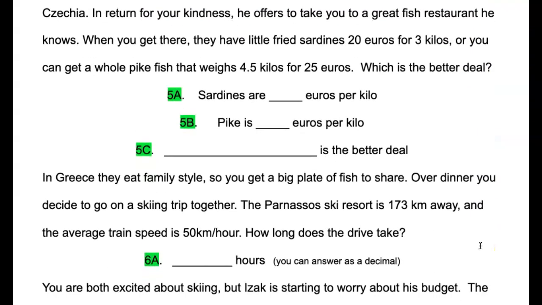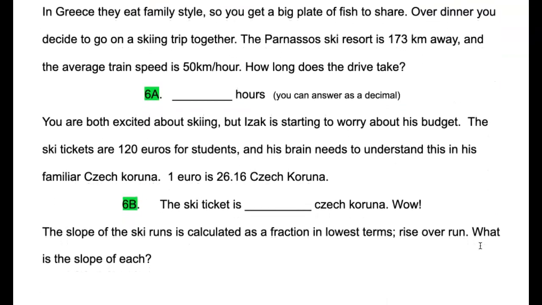In Greece, they eat family style. So you get a big plate of fish and everybody at the table shares. Over dinner, you decide to go on a skiing trip together. The Parnassus Ski Resort is 173 kilometers away, and the average train speed is 50 kilometers an hour. How long does the trip take? And I want you to answer in a decimal to the nearest hundredth.